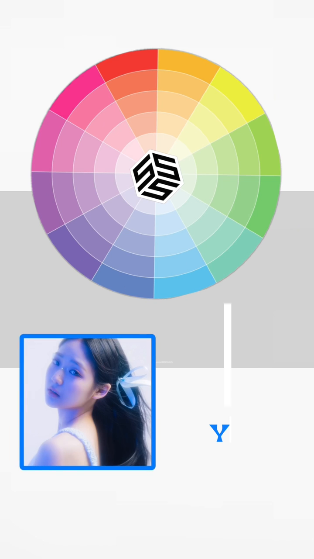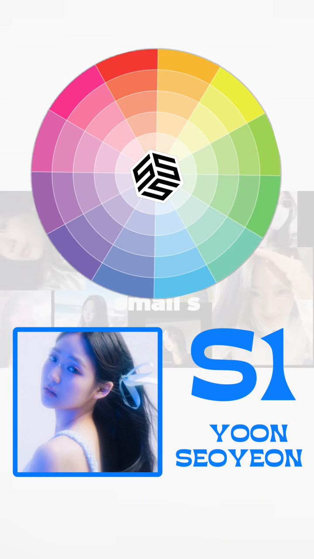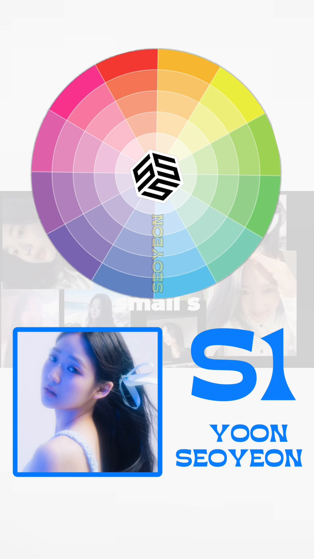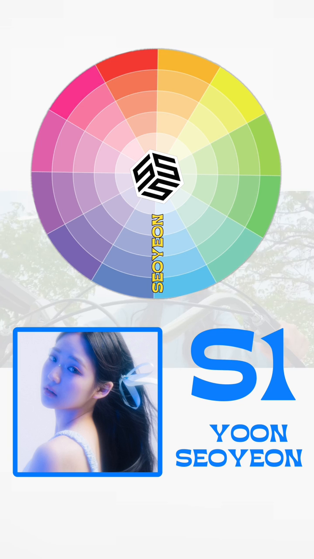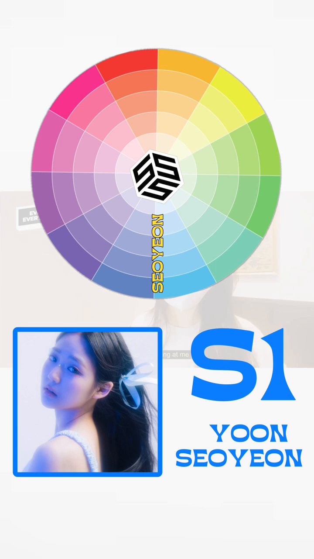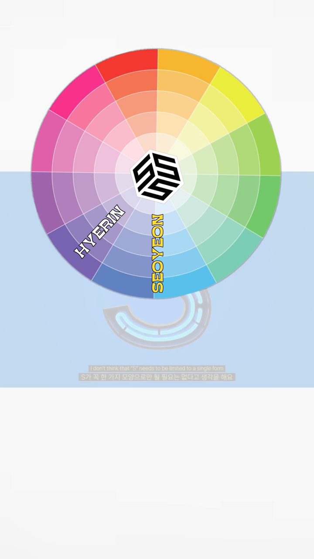So S1 Soyeon is the first member who, in one way or another, represents for us the beginning and end of the algorithm. Her representative color is Dodger Blue, which is an intermediate color and is found at the bottom of our wheel. Remember what I said about the beginning and the end. Let's move on. S2 Heron is the second member from whom all the fun will actually begin. Her color is Electric Purple. On our wheel it takes pride of place in the dark purple hue.